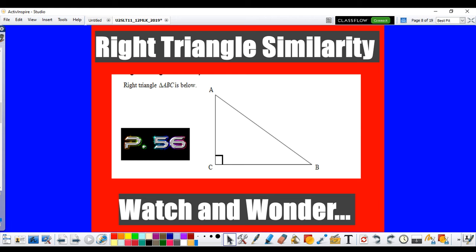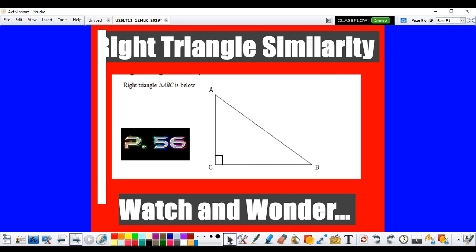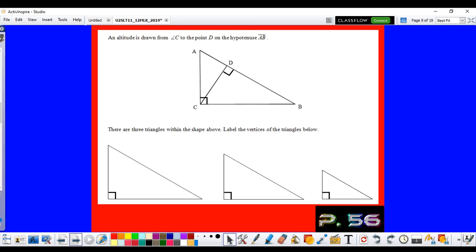But today we're going to explore right triangle similarity, and we're going to explore the similar right triangles that are created. So if you go ahead and turn your page, you should be on page 56 with me here, looking at this one triangle. They tell us that right triangle ABC is shown below. And right below that, they say that the altitude is drawn from angle C to the point D on the hypotenuse. And what they're asking us to do is to label the vertices of the three similar triangles that are created.